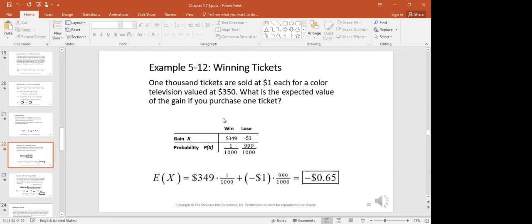If you purchase one ticket, you spend $1 for that ticket. So when you win a television worth 350, your net value, your gain, is 349. If you don't win it, you lose your $1. Because 1,000 tickets were sold, the probability that you will win is 1 over 1,000, and the probability that you will lose is 999 over 1,000. So the expected gain is the expectation of this random variable we just defined, which is negative 0.65, meaning that you expect to lose 65 cents.